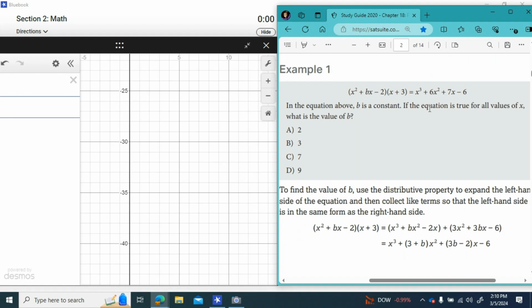If we look here at question number 1, it says, in the equation above, b is a constant. If the equation is true for all values of x, what is the value of b? I can see a couple of ways that we could start this question.